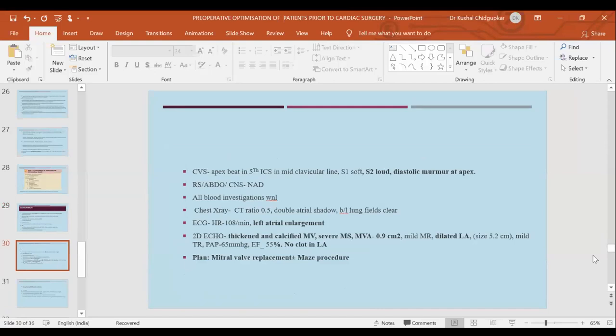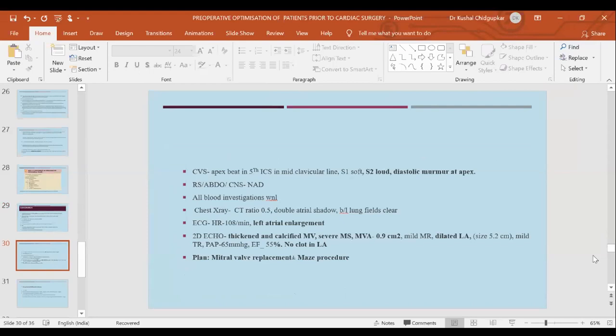So there is severe mitral stenosis. Mitral valve area is 0.9 centimeters square. Dilated LA size is 5.2 centimeters. Pulmonary arterial pressure is also 65 mmHg. And ejection fraction is 55%. And at present, there is no clot in the left atrium. So there is a severe mitral stenosis. The LA size is not that big.